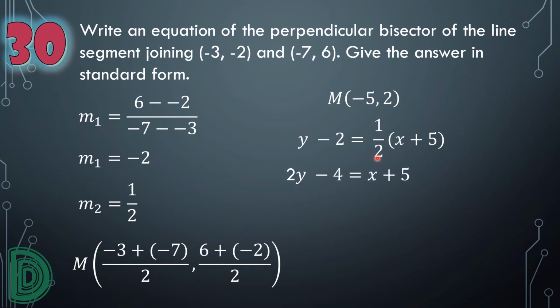Multiply all terms by 2 and distribute 1 to the terms inside the parentheses on the right hand side of the equation. So we have 2y minus 4 equals x plus 5. Write the equation in the standard form. That will be x minus 2y equals negative 9.